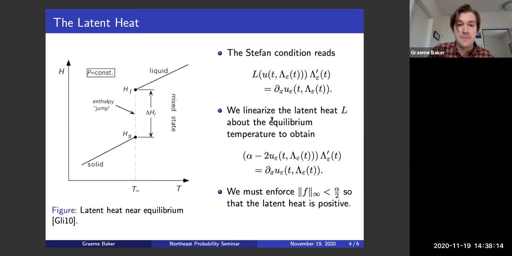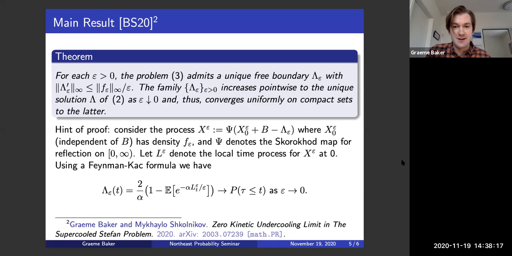Okay. So here is the result, and I'll go through it piece by piece. For each epsilon, we can solve this regularized problem, and we get back this bound from the kinetic undercooling condition. So there's a unique solution. Also, we have a very nice monotonicity property that we can show, so that as epsilon goes to 0, these boundaries increase pointwise. And their pointwise limit solves the original problem.